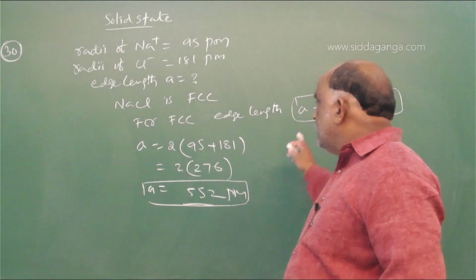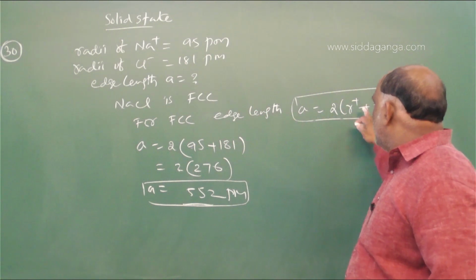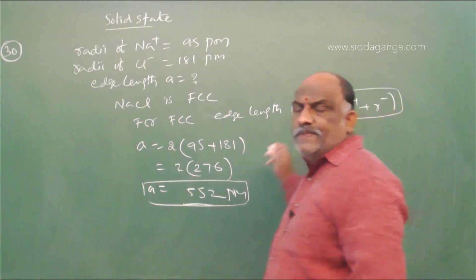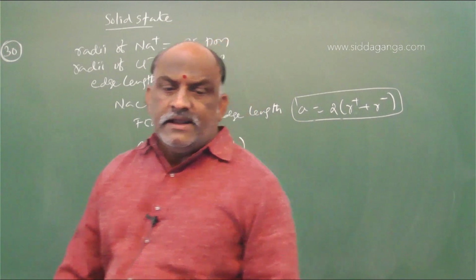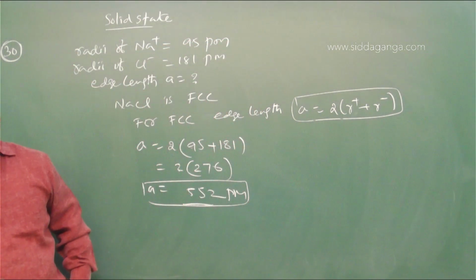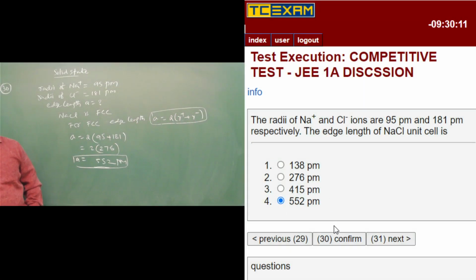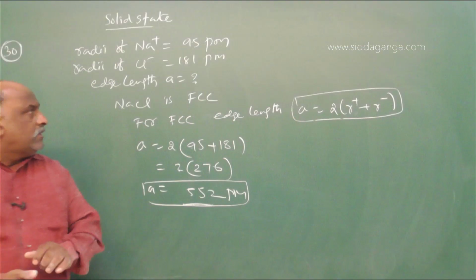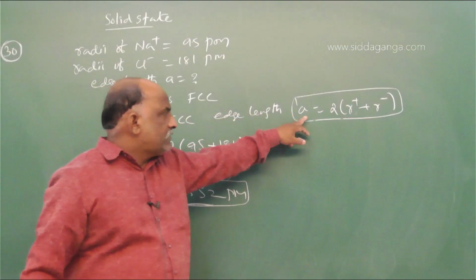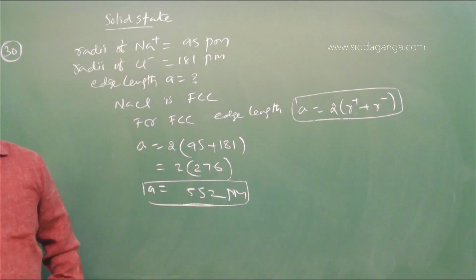This formula is very important. Make a note: for a face centered cube, edge length a is equal to 2 into the cationic radius plus the anionic radius. So the answer is 552 picometers for question number 30. Stick with this formula, a equals 2 into (r plus plus r minus). And next, question number 31.